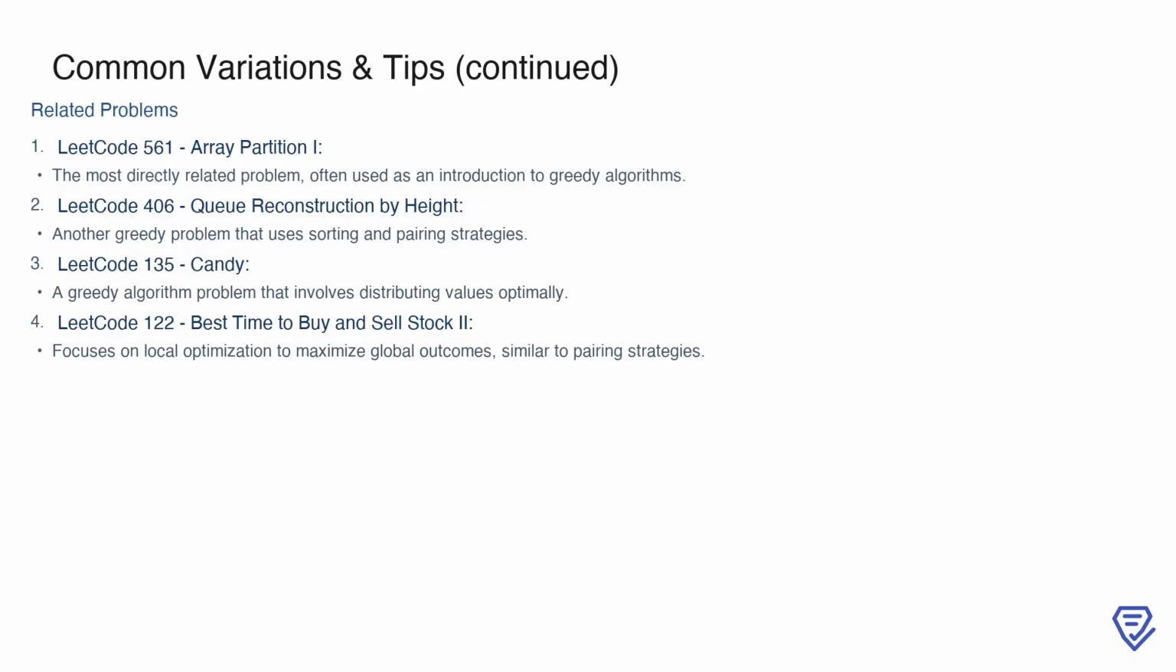on certain constraints. Finally, LeetCode 122, Best Time to Buy and Sell Stock 2, focuses on local optimizations to achieve a globally optimal result, which is a concept that aligns closely with the pairing strategies used here. Familiarity with these related problems can deepen your understanding of greedy algorithms and their applications.